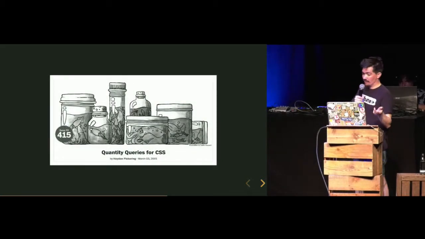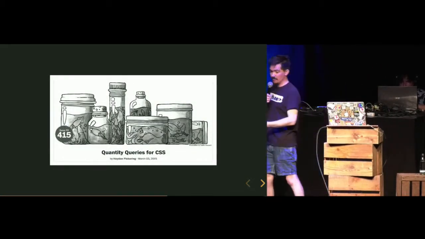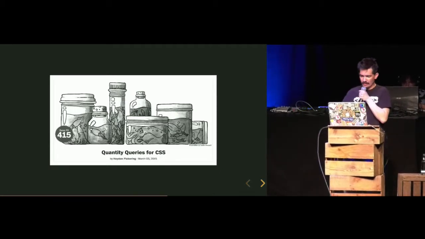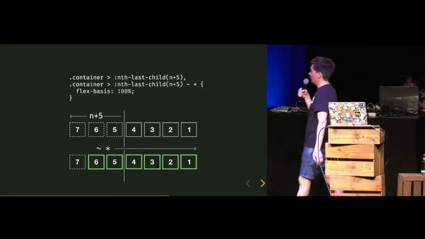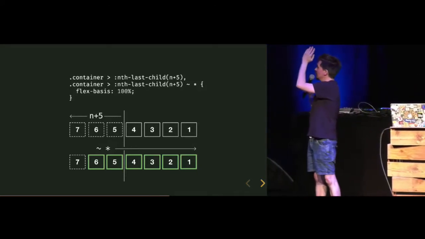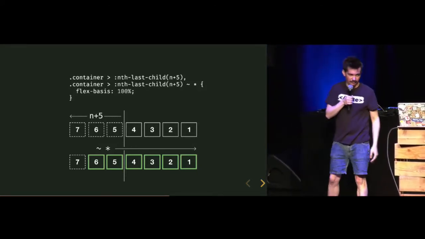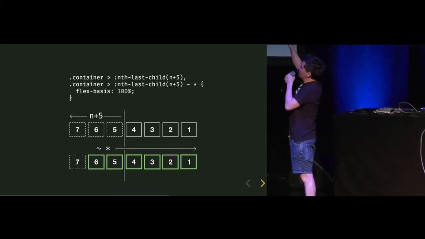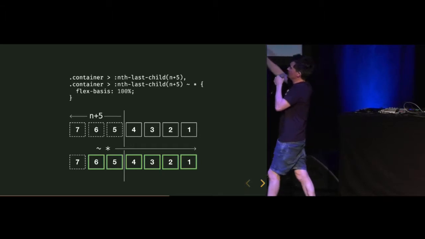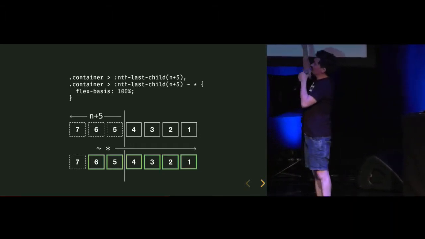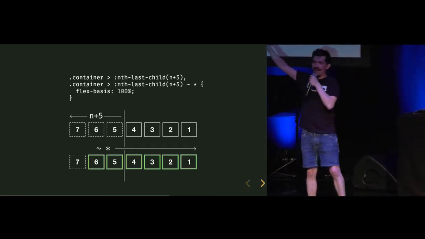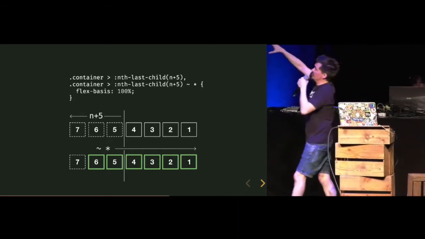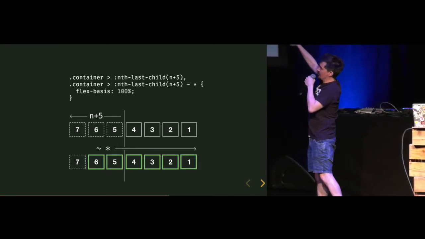I wrote about quantity queries a while ago in 2015, the year that I was last at BTconf. And they kind of work like this. So there are 4 elements in the top example. So the nth-last-child(n+5) elements don't exist. There's not enough elements in total to be able to count back that far. So nothing happens, nothing is selected. These selectors at the top here don't match anything.